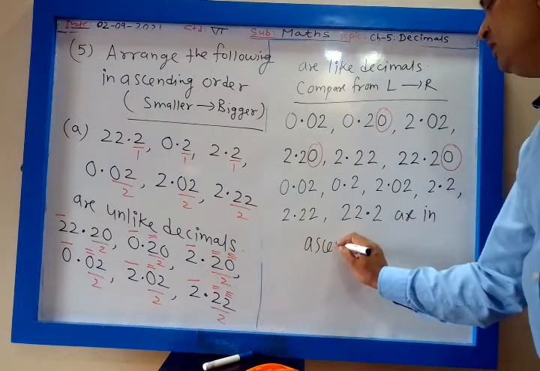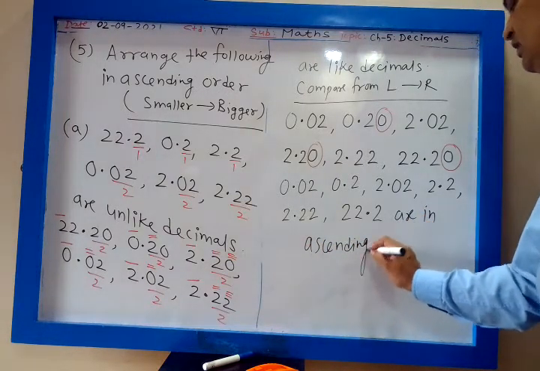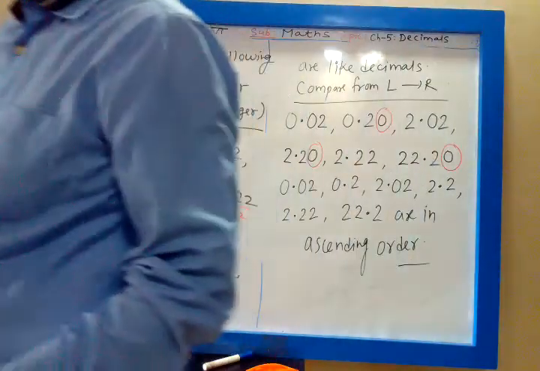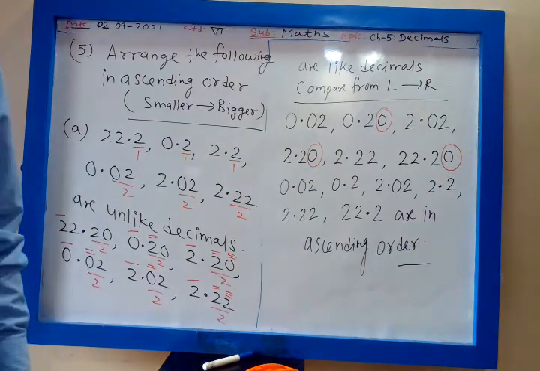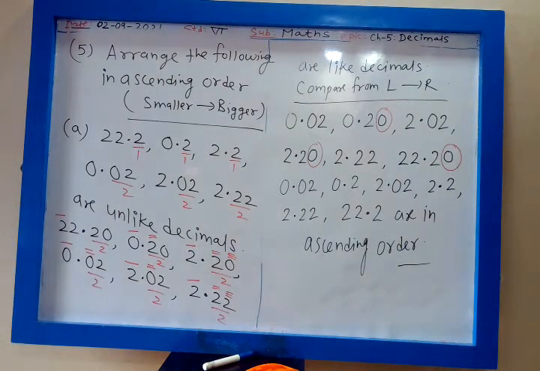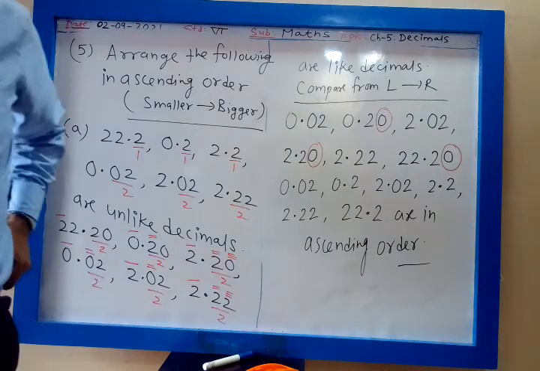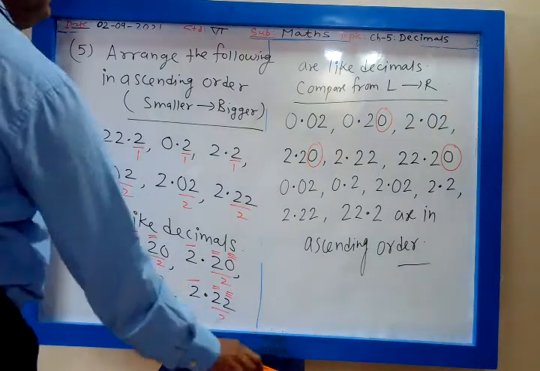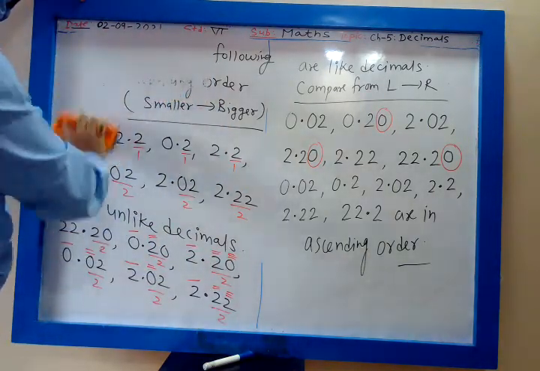They are in ascending order. Ascending order means smaller to bigger. Is it clear? Any doubt? Anybody has any doubt anywhere? You can ask, because this is an important part.